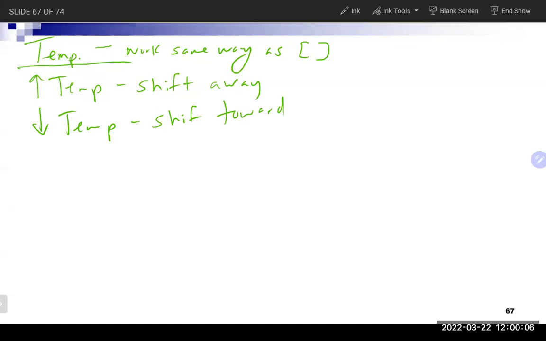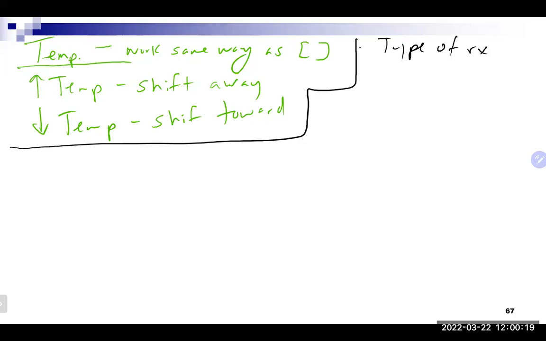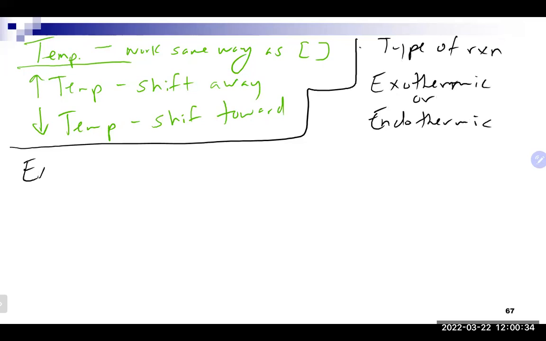What helps us determine whether temperature, or energy, or heat is a reactant or product? It has to do with the type of reaction you have. What I mean by that is, is it exothermic or endothermic? So let's remind ourselves about a couple of these things. First off, for our exothermic reactions, typically is the delta H value positive or negative?